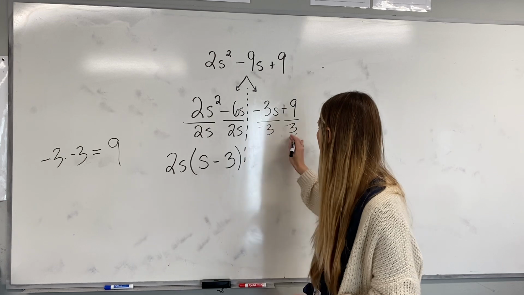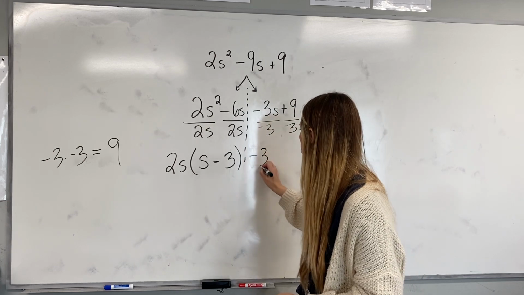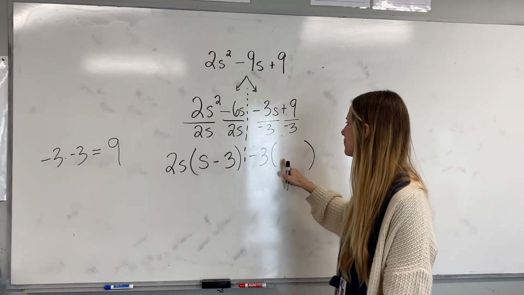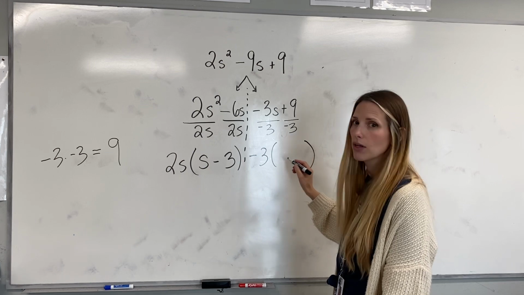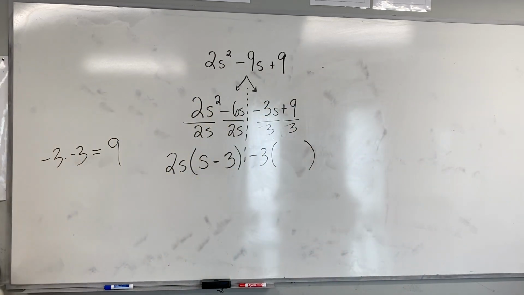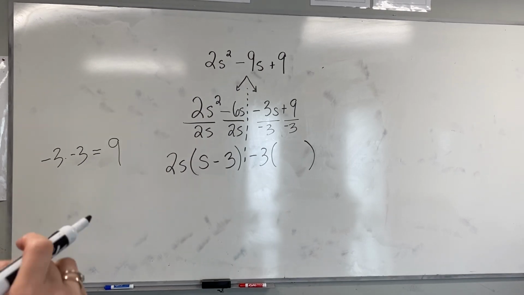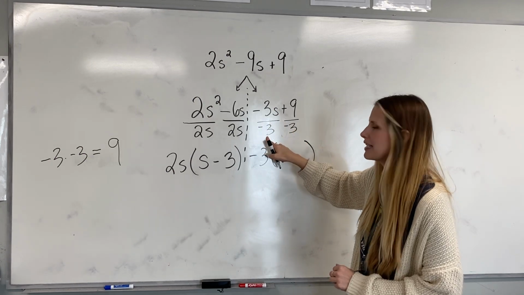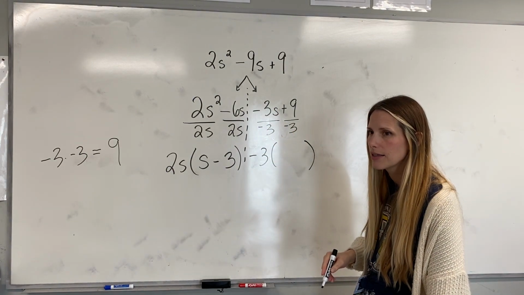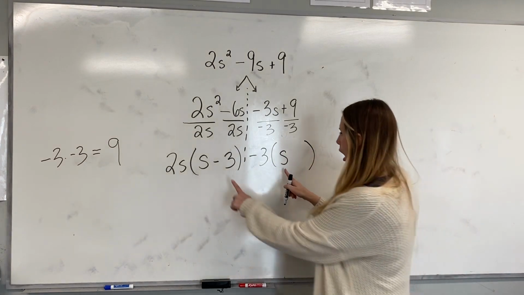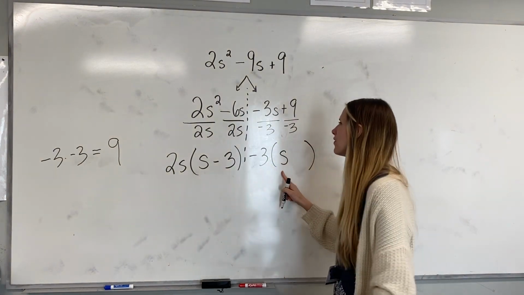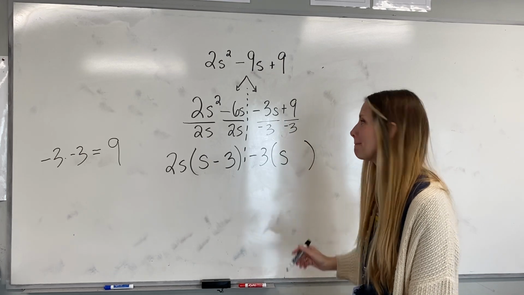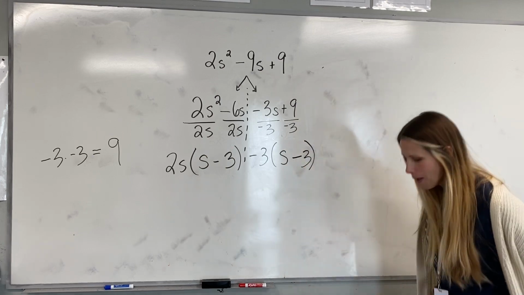Okay, so if I pull out my GCF of negative 3, and I divide each of these by a negative 3, what do I get? What do I get when I divide negative 3s by negative 3? S. And then we have a positive 9 divided by negative 3. Negative 3.